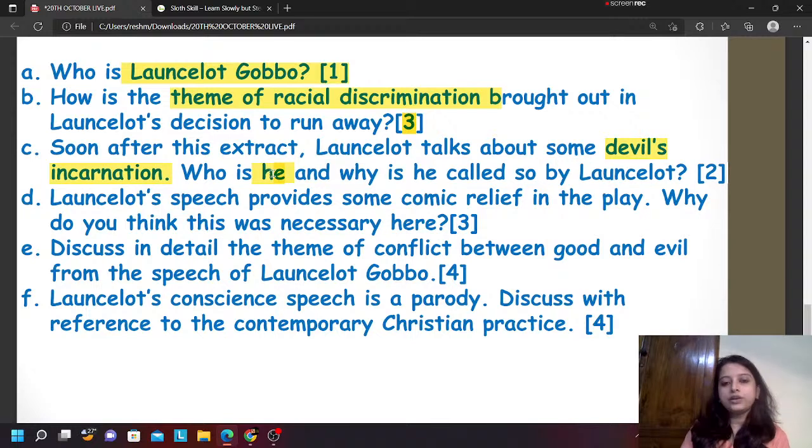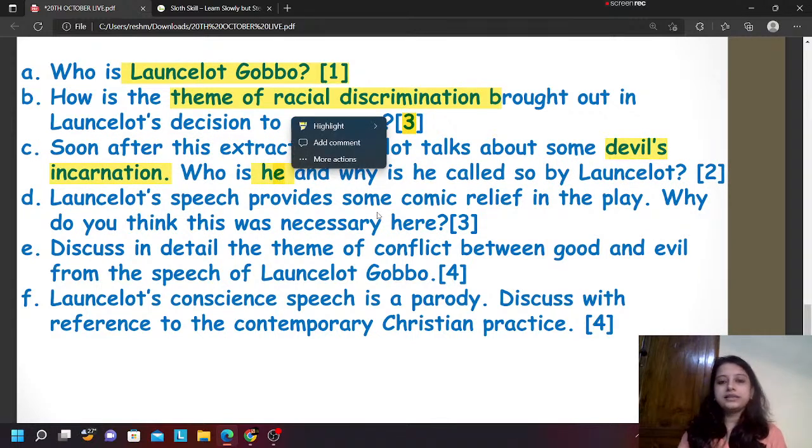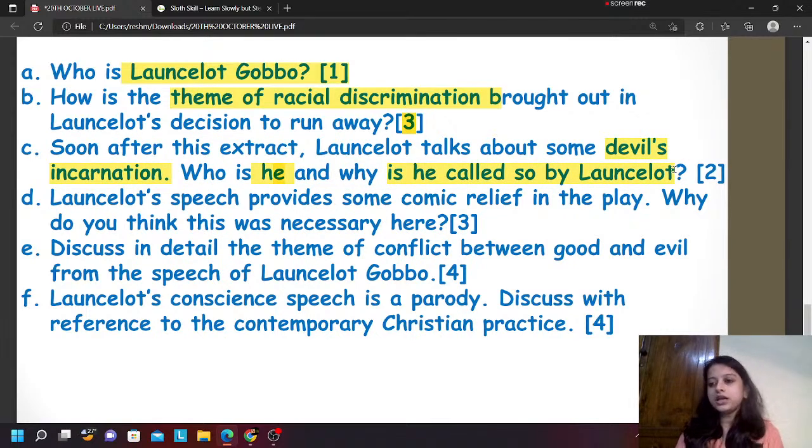He is Shylock, of course. Okay, because it is believed that Shylock has the face of a devil. Now, why is he called so by Lancelot? Because Lancelot is a Christian. Lancelot hates Jewish people, and Shylock is hated by all the Christian community because he has become rich, even being a Jewish man. And Lancelot has his own reasons also for hating him, because he gives him a lot of work to do and all that. So for those reasons also he does not like Shylock and calls him a devil.